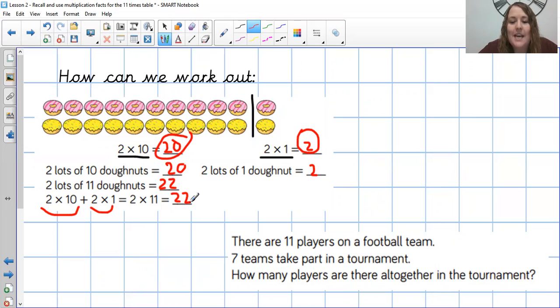Second question down here, there are 11 players on a football team. 7 teams take part in a tournament. How many players are there altogether in the tournament? What is that word problem asking you? Good. Hopefully you can see that it's asking you there are 11 players on a football team and 7 in the tournament. It's 11 times 7, just shown there in a different way.